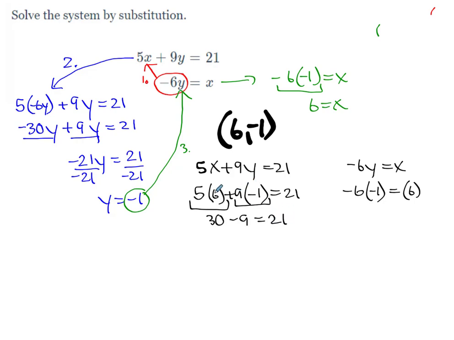Again, remember order of operations, you multiply before you add. And then 30 minus 9 is 21. And last time I checked, 21 equals 21, so that's true. On the right side, negative 6 times negative 1, again, we're multiplying there, sorry about that. 6 is equal to 6, and again, that is also true. So because we have two true statements, the ordered pair 6 comma negative 1 has to work in both, and this is guaranteed to be the solution to at least this system.